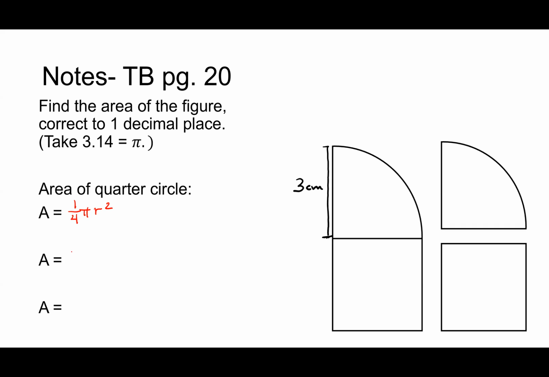Good. All right. So let's go ahead and substitute. We're going to use 3.14 for our pi. What is my radius of that quarter circle? 3. Okay, times 3 times 3. All right, so let's do some multiplication here. My area is going to equal 3.14 times 9 divided by 4. You guys ready for this? No. Okay, start working.